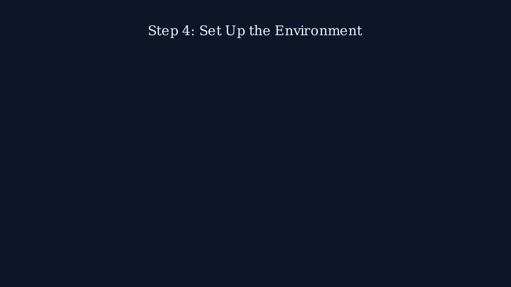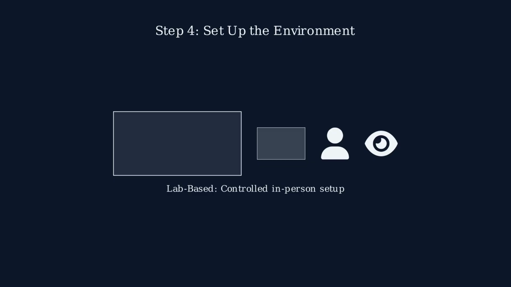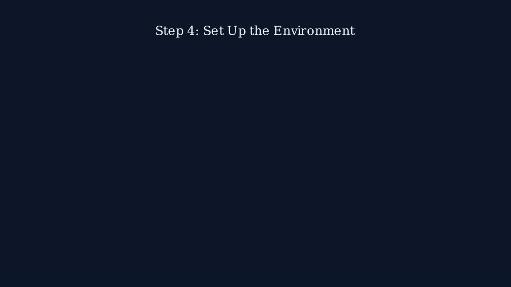Step 4 focuses on setting up the right environment for usability testing. The choice depends on your resources, participants, and goals. Let's explore the main options: lab-based, remote, and in-context testing. Lab-based testing happens in a controlled environment, like a dedicated testing room. You bring participants in person, set them up with the product, and observe directly. This works well for detailed observations, but requires space and equipment.